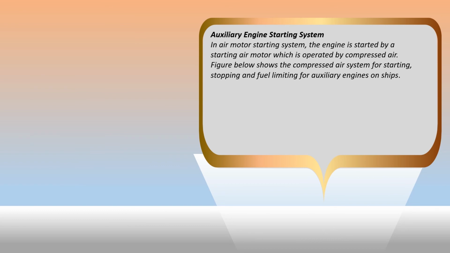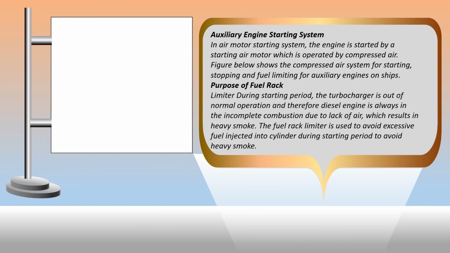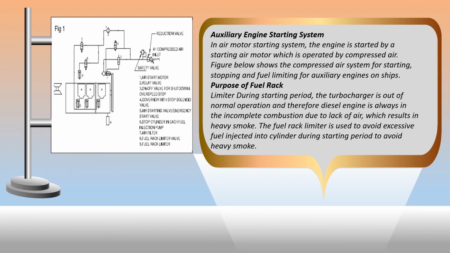Auxiliary engine starting system. In the air motor starting system, the engine is started by a starting air motor which is operated by compressed air. The figure below shows the compressed air system for starting, stopping and fuel limiting for auxiliary engines on ships.